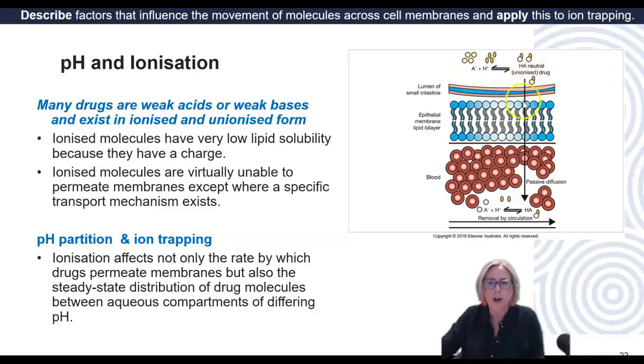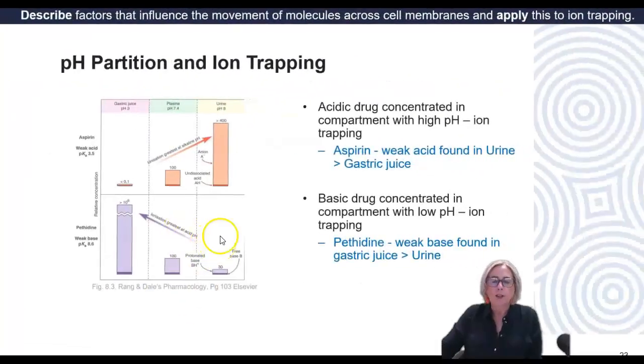Of course, it's the unionized form that crosses this epithelial membrane here, the phospholipid bilayer, and it enters the blood. Some of that will then ionize again, and another equilibrium is established between the ionized and unionized form. Okay, so let's look at this here.